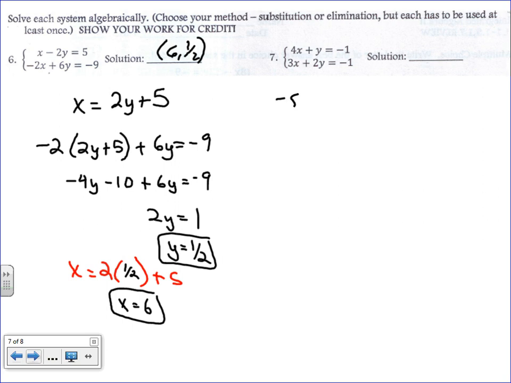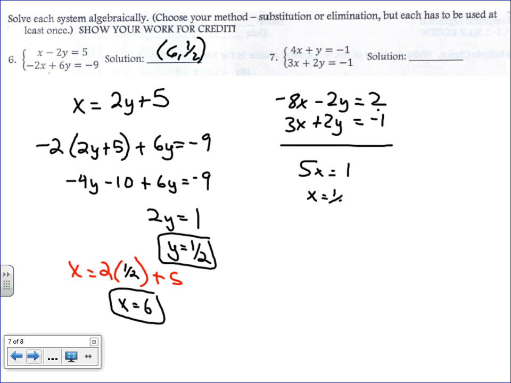Certainly not the only way to do this, but if I take the first equation and multiply it by negative 2, it gives me this, and 3x plus 2y equals negative 1. So I multiplied all of these numbers by negative 2. 4 times negative 2 gives me negative 8. Negative 2 times y gives me negative 2y, and a negative times a negative is a positive. So 5x equals 1. X is a fifth.